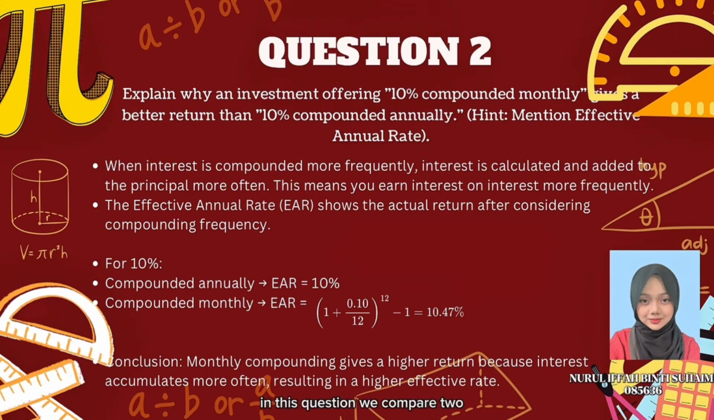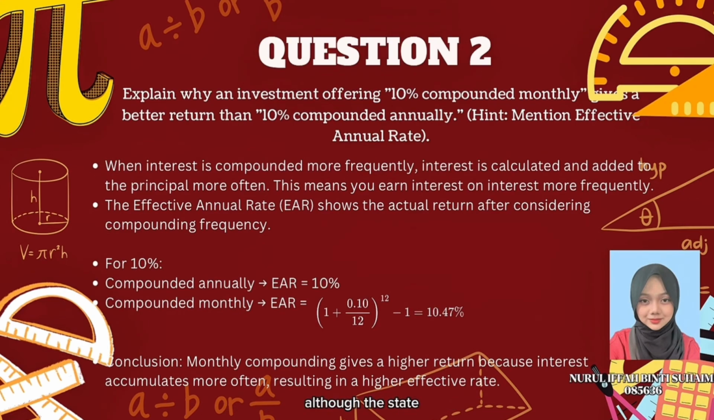In this question, we compare two investments that both offer a 10% nominal interest rate per year. The difference lies in the compounding frequency. One investment is compounded annually, which means interest is added once a year. The other investment is compounded monthly, which means interest is added 12 times a year.